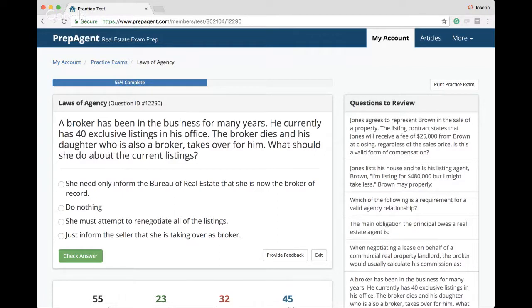A broker has been in business for many years. He currently has 40 exclusive listings in his office. The broker dies, and his daughter, who is also a broker, takes over for him. What should she do about the current listings? A, she need only inform the Bureau of Real Estate that she is now the broker of record. B, do nothing. C, she must attempt to renegotiate all the listings. Or D, just inform the seller that she is taking over as broker.